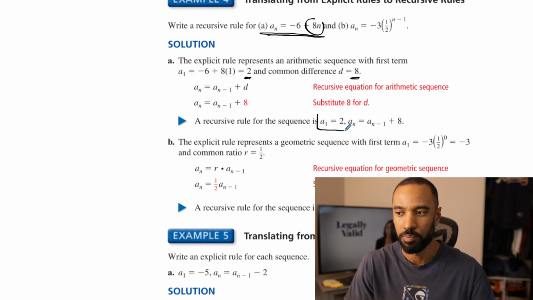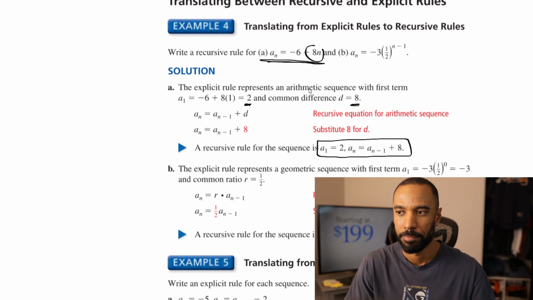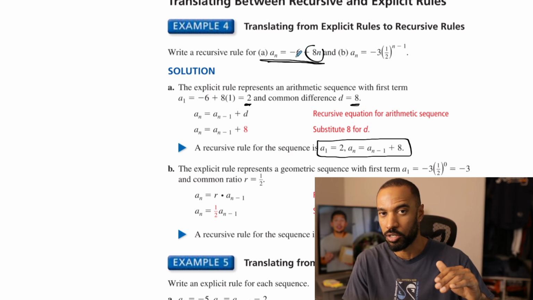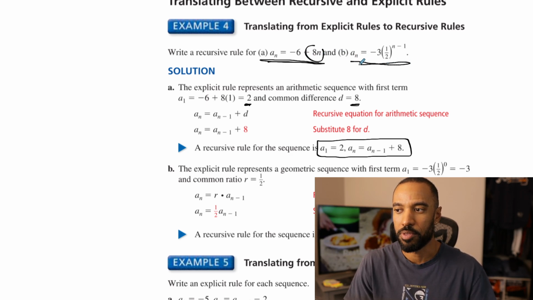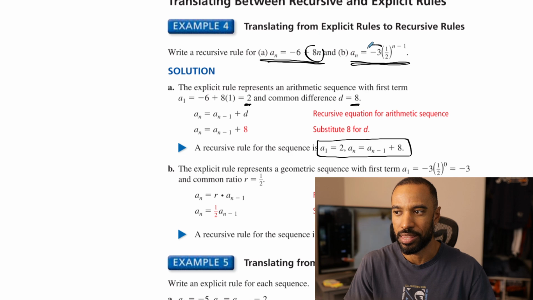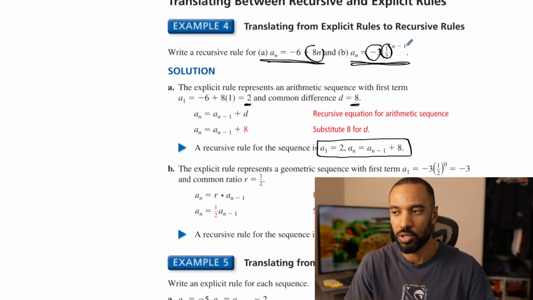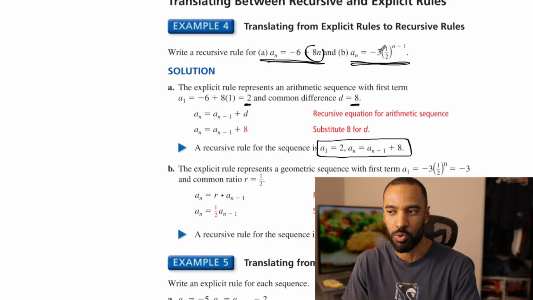Your first term is 2. And then your next term takes the previous term plus 8. So you don't have to get the in-between of actually coming up with what the terms are to do it. You can translate from one to the other as long as you're straight there. This one is straight up the explicit rule for geometric in such a way that this is your first term and this is your common ratio. So we can place those in exactly as we want to as well.